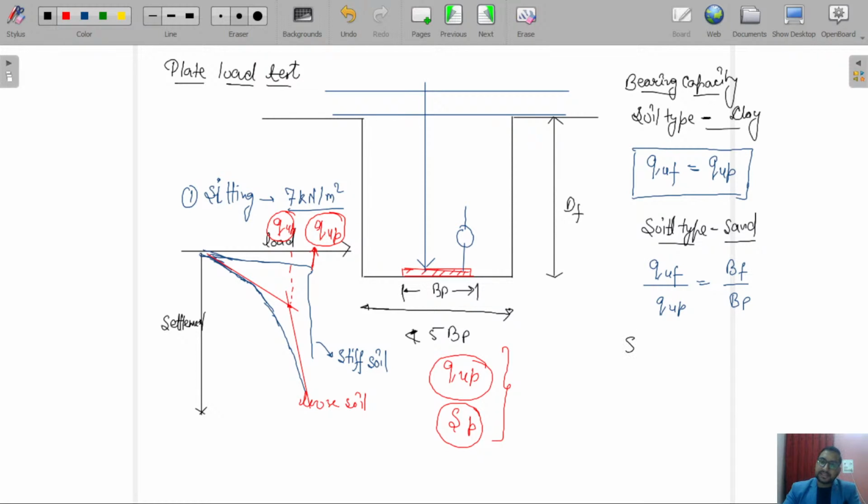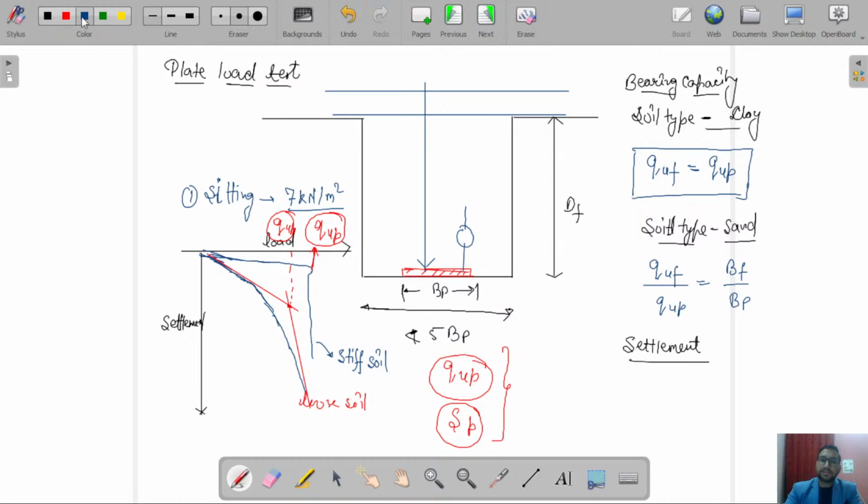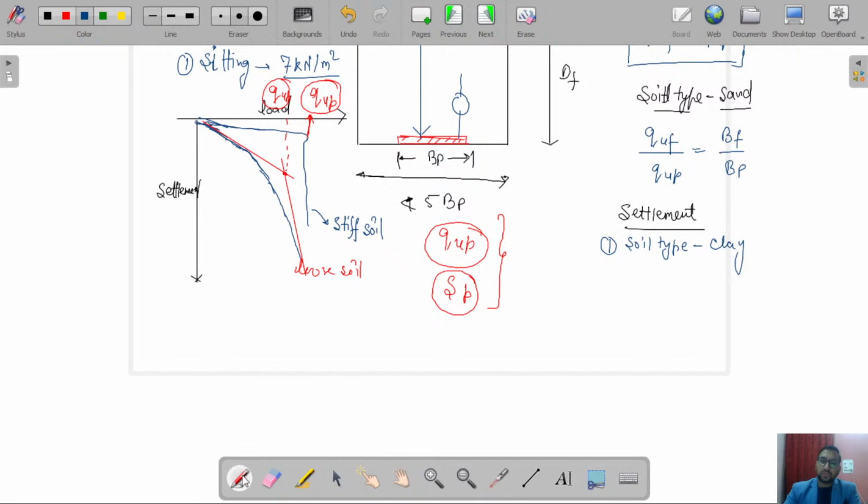If we need to calculate the settlement, if we need settlement value, then first case, soil type is clay. The settlement of foundation by settlement of plate will be correlated as width of foundation by width of plate.